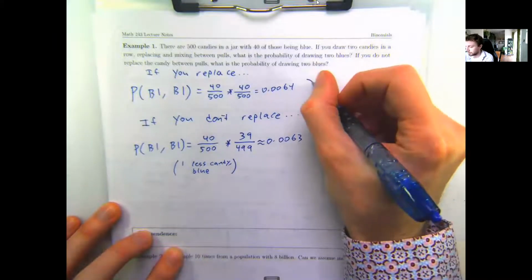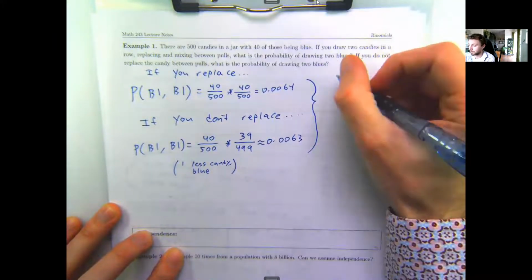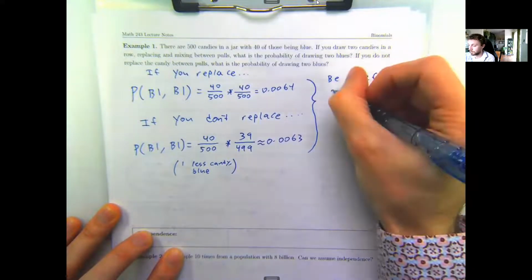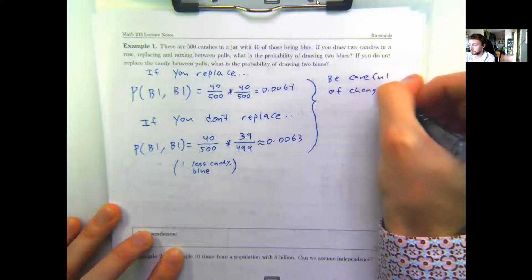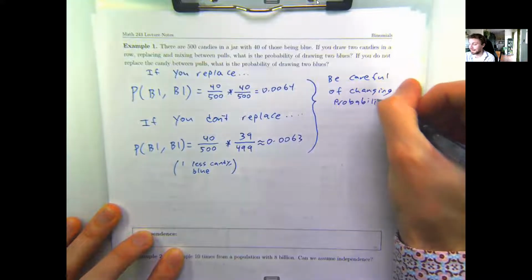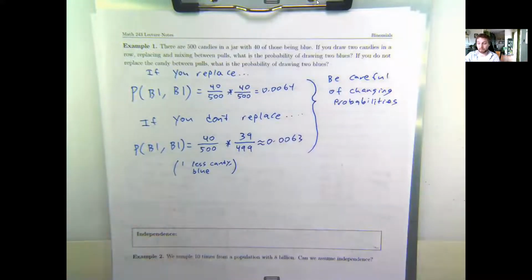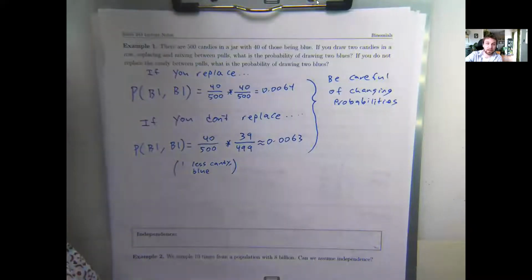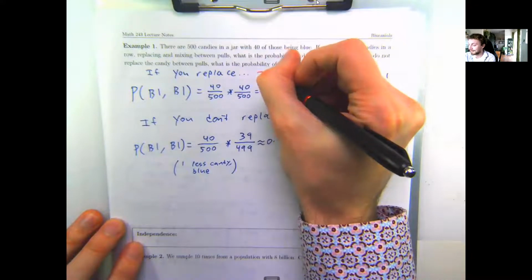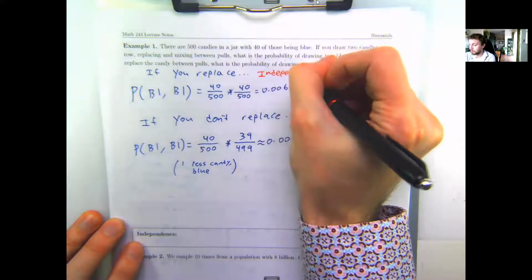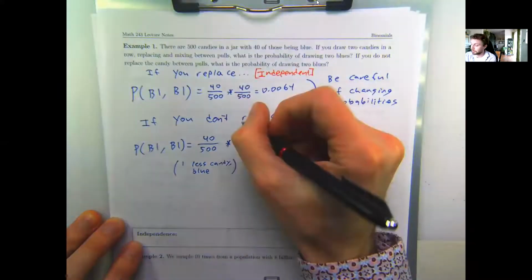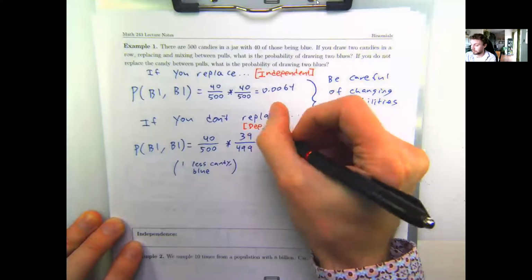So, 2 observations. First observation, be careful of changing probabilities. It's kind of nice when they don't change, when they stay independent. That's another way to label these. If your probabilities are staying the same for each of the pulls, this is a situation where it is independent. If things change as you pull, then you would describe that as being dependent.